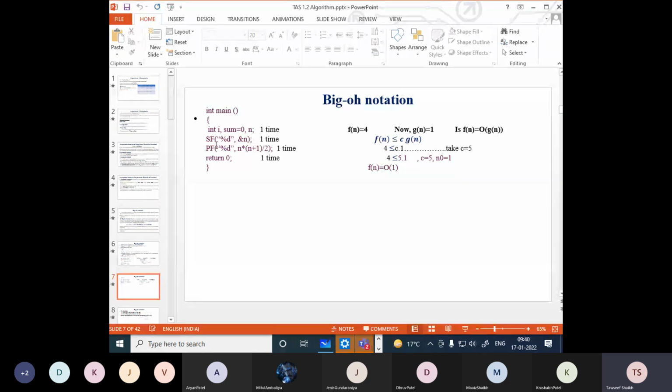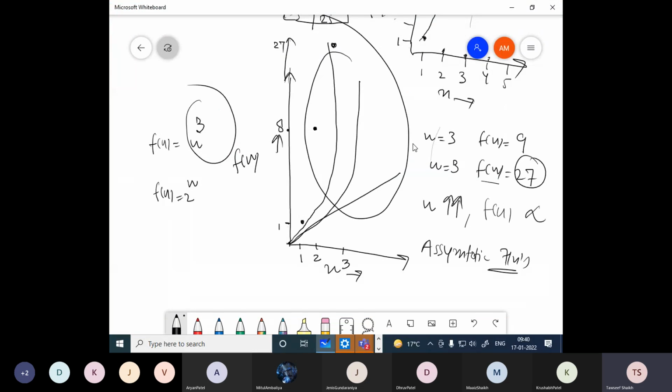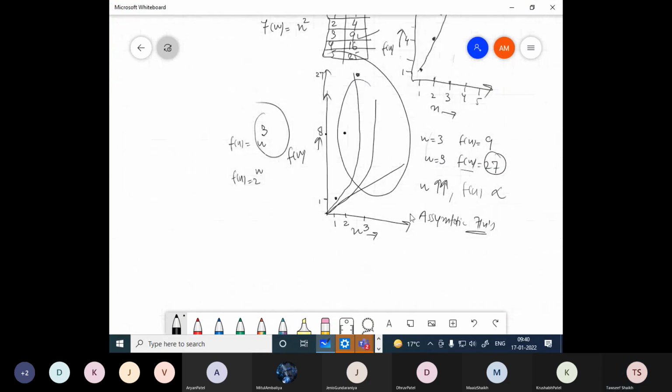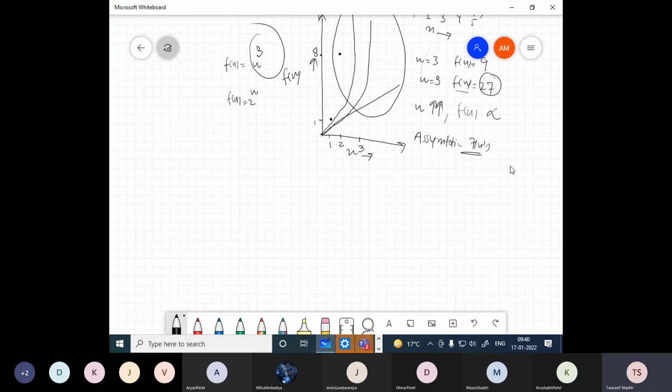Then we take the value n from the user, and we just go printf %d n into n plus 1, but that is Euler's formula. You know Euler's formula, this is n into n plus 1 by 2. If you don't know, I can write it here. Yes, we can have this discussion.